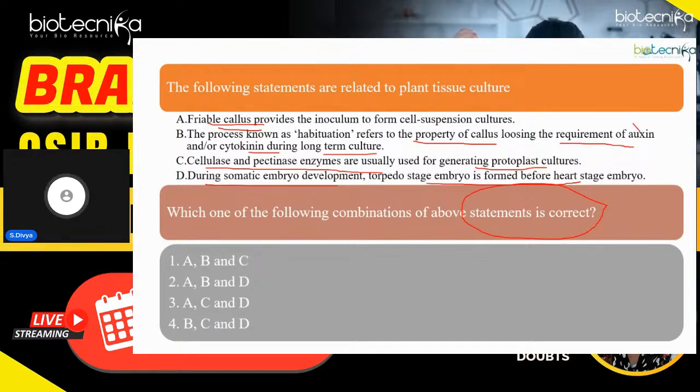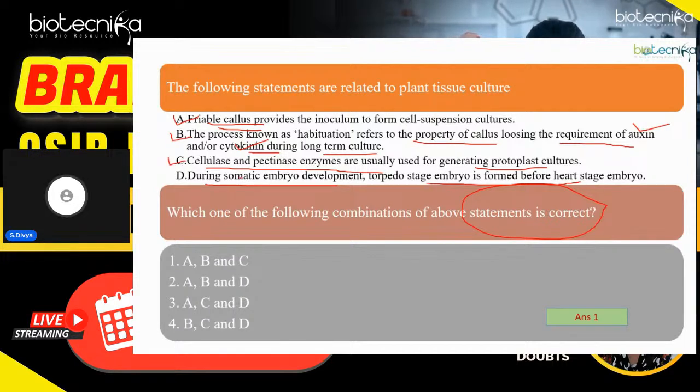We have auxin and cytokinin. And what is the concentration for that? Almost equal, because if auxin increases, it results in root formation, and if cytokinin increases, it results in shoot formation. So when you are giving them in equal quantity, it is at that stage we call callus has been generated. So the correct answer over here is statements A, B, and C.